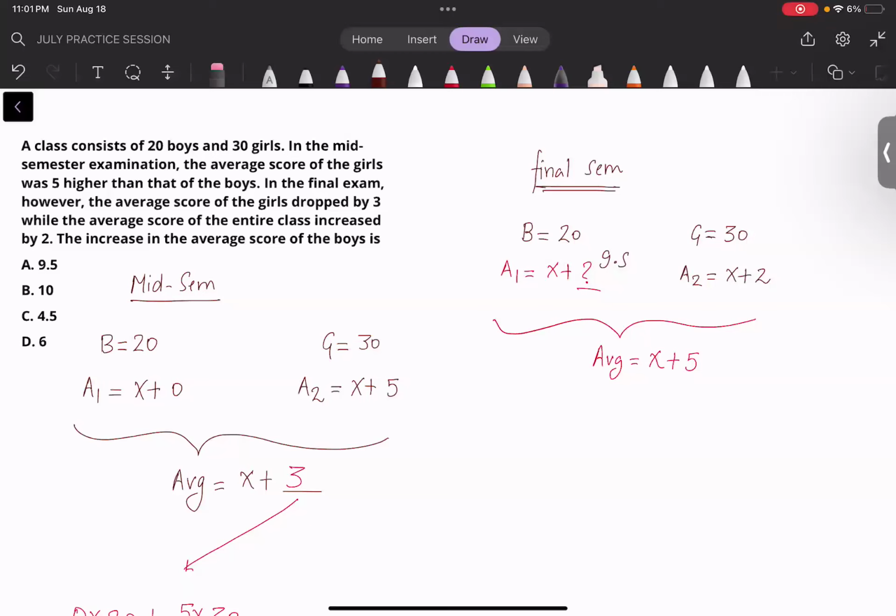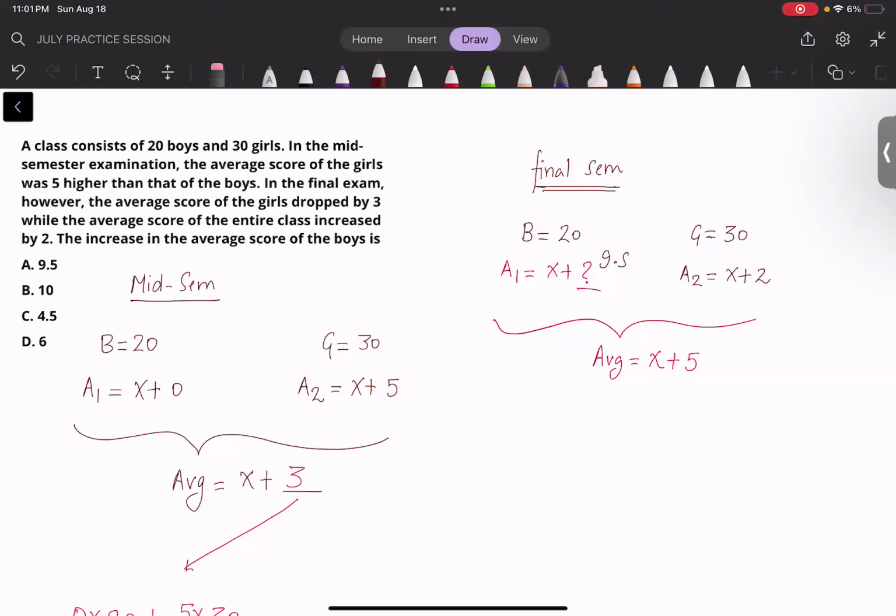So previously it was x plus 3. Now it is increased by 2. So x plus 3 plus an increase of 2 will become x plus 5. Okay, x plus 5.